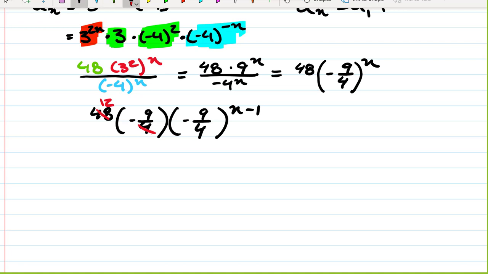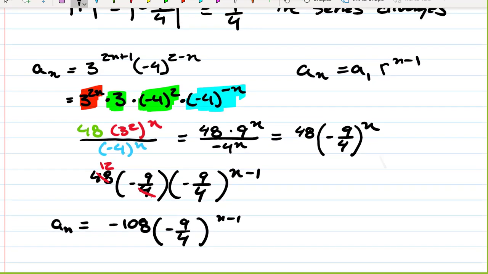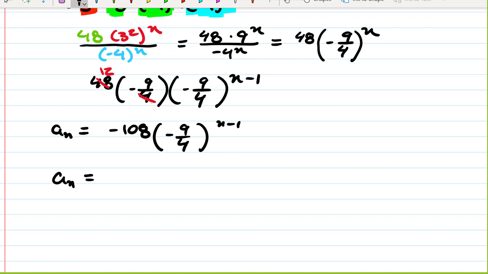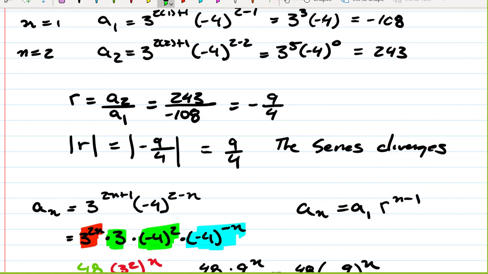12 times negative 9 finally gives me negative 108 times negative 9 over 4 raised to the n minus 1. So after doing a whole bunch of algebraic gymnastics, I can compare that with a_n equals a_1 times r raised to the n minus 1. So this would suggest that my a_1 value is negative 108 and that my r value is negative 9/4. Well, that's exactly the same thing we got up here using just the definition of the sequence.